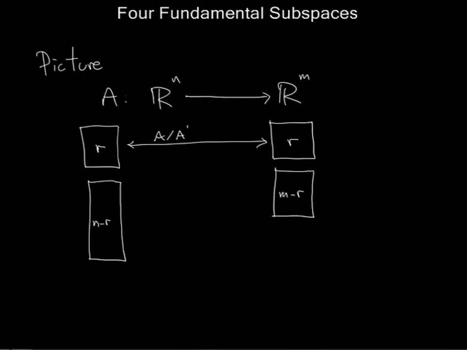A transpose, they both have image of size r, whereas A kills this n minus r dimensional space, and A transpose kills this m minus r dimensional space. So that shows the kernel and the image in some sort of crude picture. Again, don't take that picture too seriously. It's just sort of an idea.